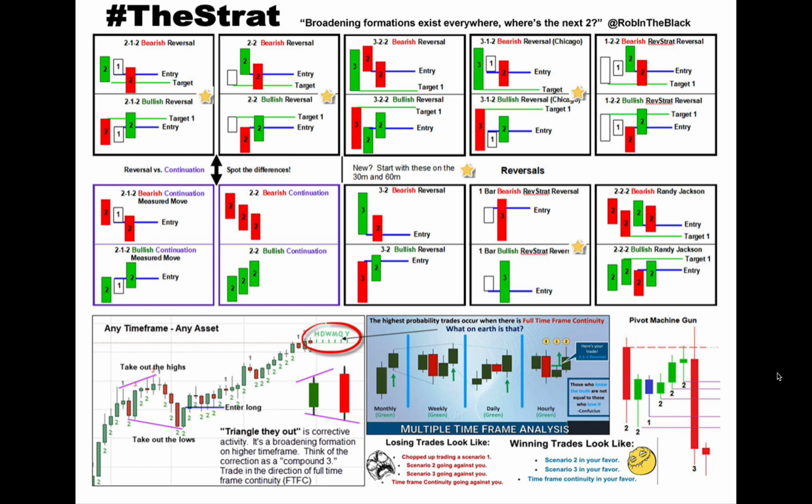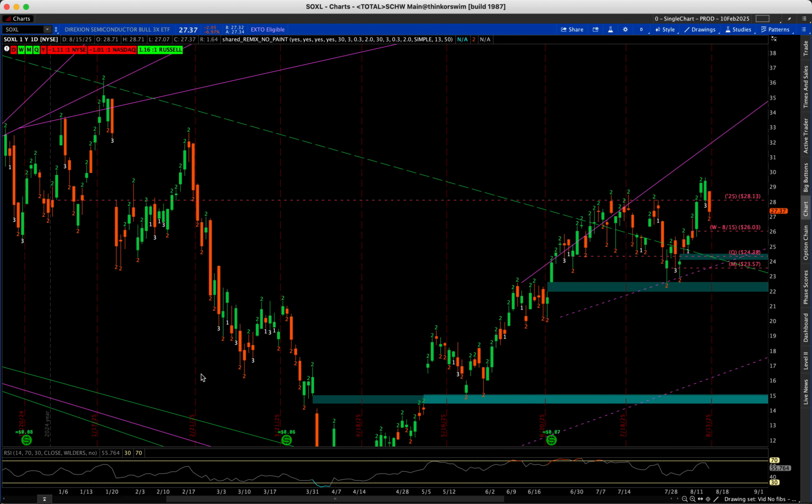It also utilizes broadening formations, which is just basically drawing a line from a high to a higher high and a low to a lower low, giving you a better visual of where price action has been and where there's a high percentage chance of price action going in the future. So again, stay with us through this video, and by the end of it, you'll have a good handle of the STRAT and probably want to look more into it yourself.